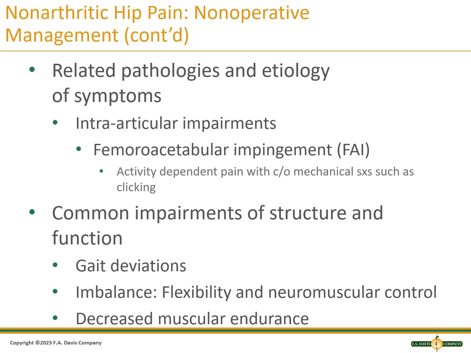These patients typically have activity-dependent pain with complaints of mechanical symptoms such as a clicking in the anterior aspect of the hip. Common impairments in structure and function of these patients include gait deviations, an imbalance of flexibility and neuromuscular control, so they will need to be stretched and trained for muscle firing within the newly achieved range, and they'll have decreased muscular endurance as a result of reflex inhibition from the muscles being shut down from activating because of pain.